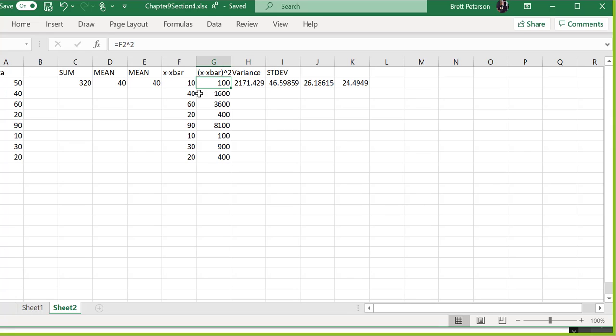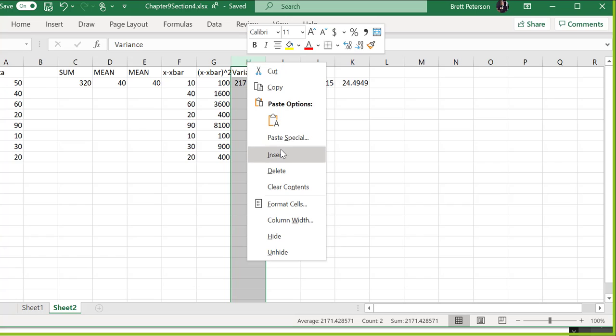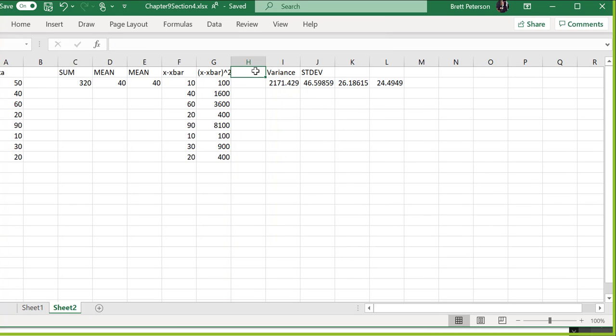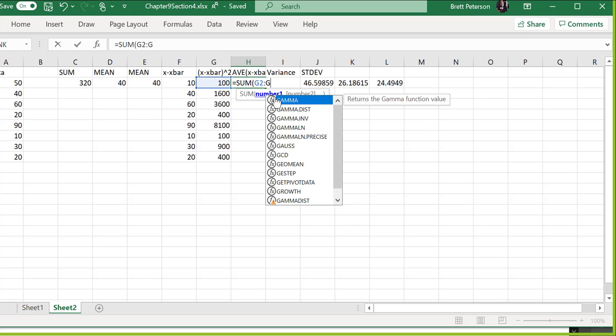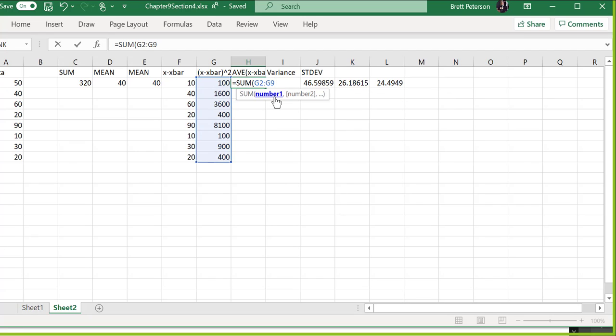So hold on. We have our x minus x bars. Well, we needed the average of these, so I'm missing a column. Insert. So we need the average of these, of our x minus x bar. So this one was indeed our sum divided by 8. So sum of our g's. This one we have to divide by 8. Gives us our average of those.